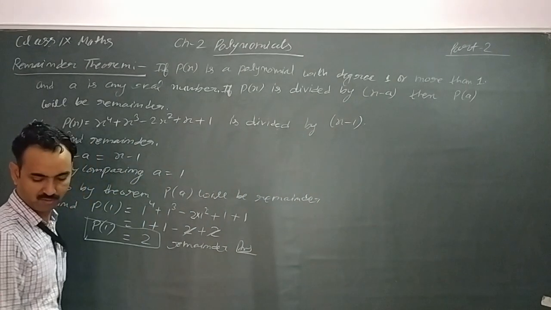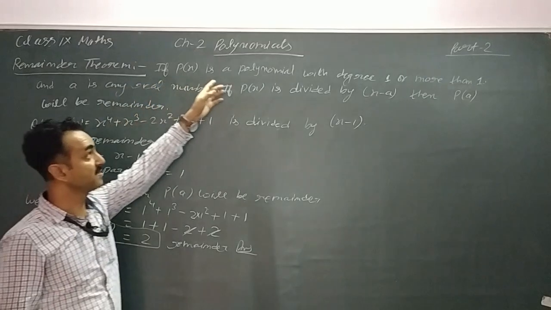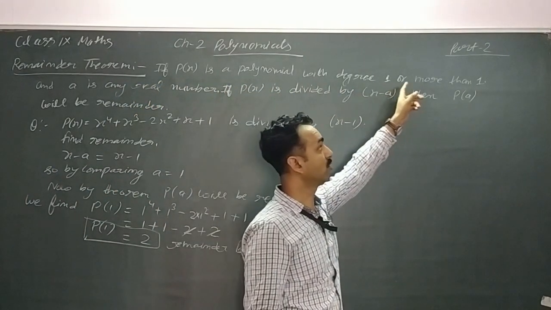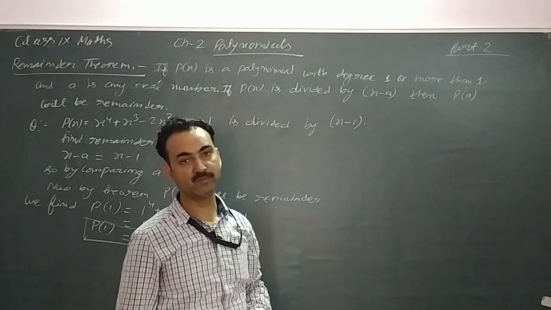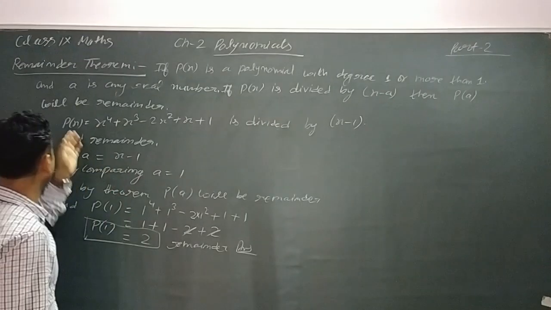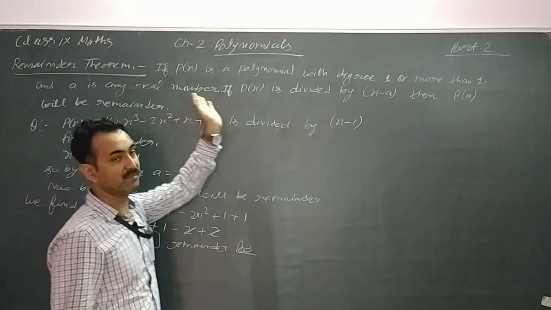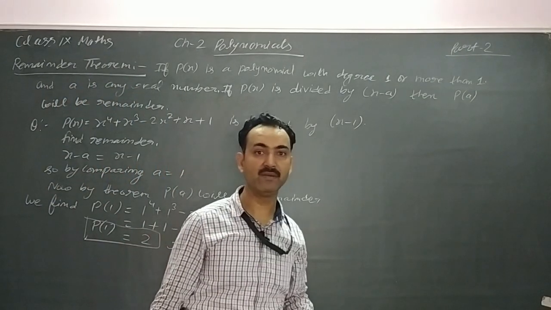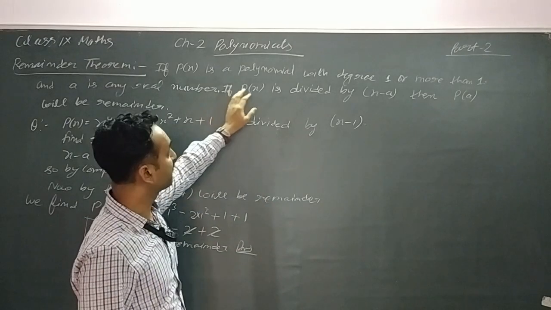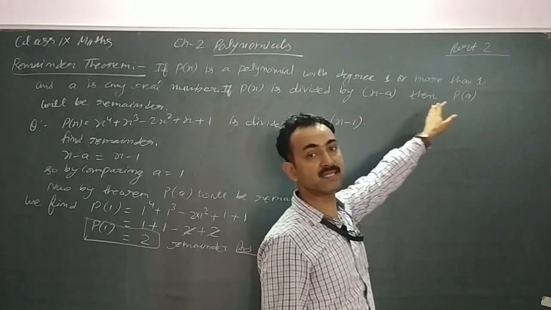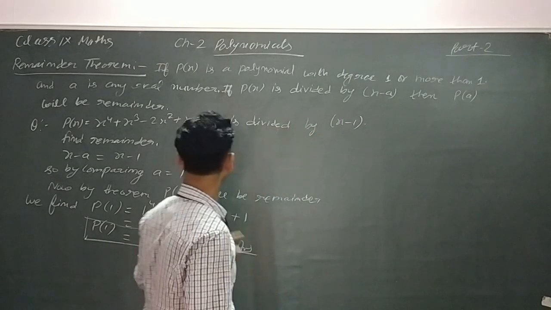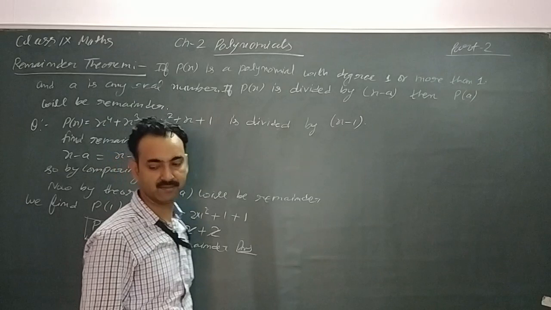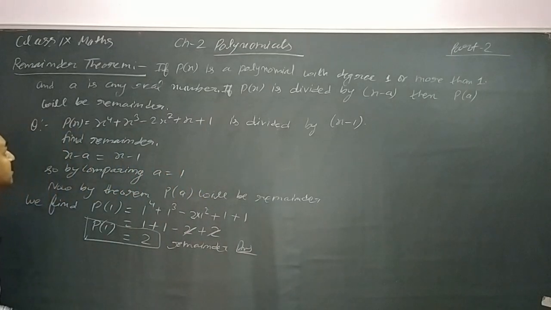So the theorem again: if P(x) is a polynomial with degree 1 or more than 1, which means it should not be a constant polynomial, and a is any real number, it may be 1 upon 2, it may be root 2, if P(x) is divided by x minus a, then P(a) will be the remainder. So I think you have understood the remainder theorem.